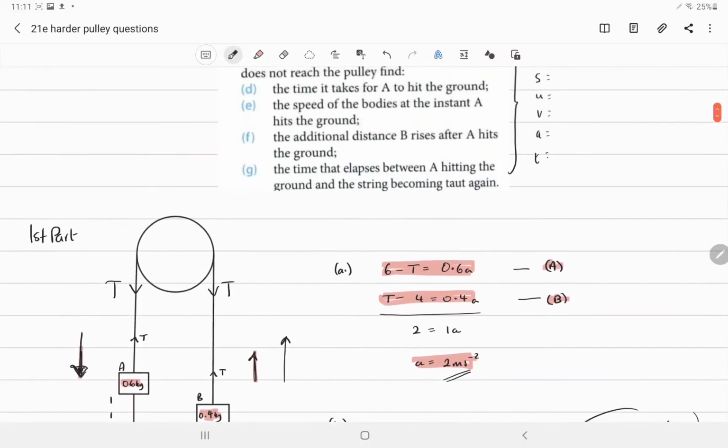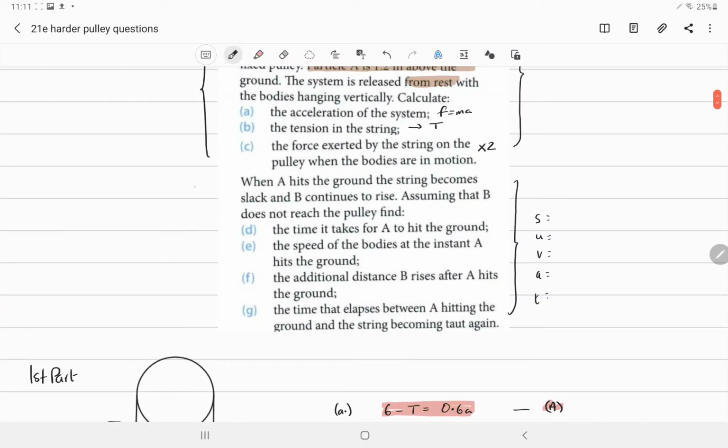So going back up to the question and just reading from here, when A hits the ground, the string becomes slack and B continues to rise. Assuming that B does not reach the pulley, find first of all the time it takes for A to hit the ground, then the speed of the bodies at the instant A hits the ground, then the additional distance B rises after it hits A, and the time that elapses between A hitting the ground and the string becoming taut again. We're going to focus first on D and E because they're both involving object A.